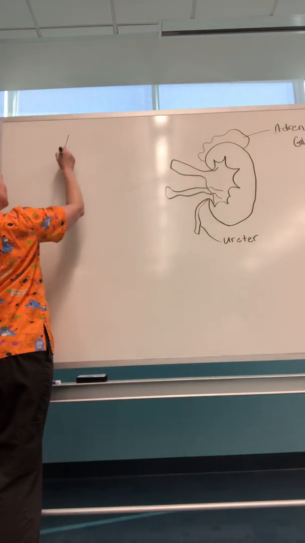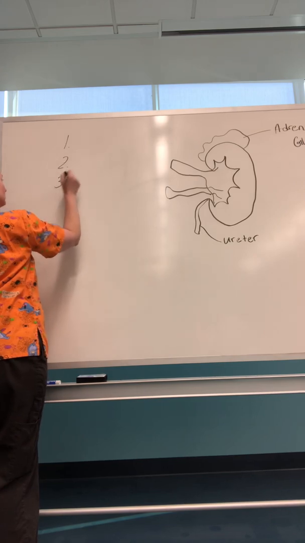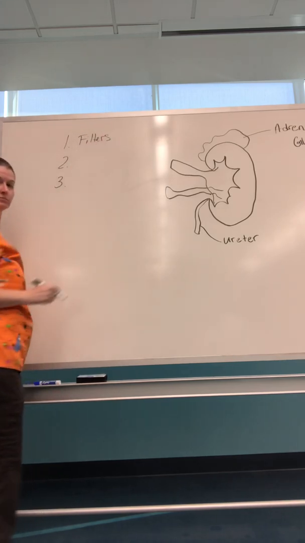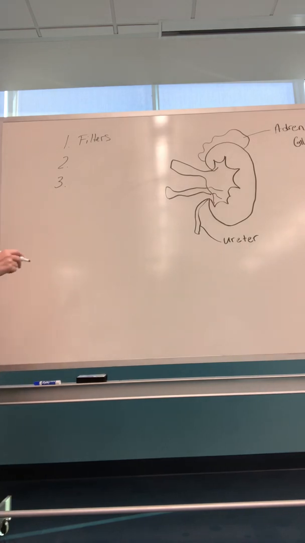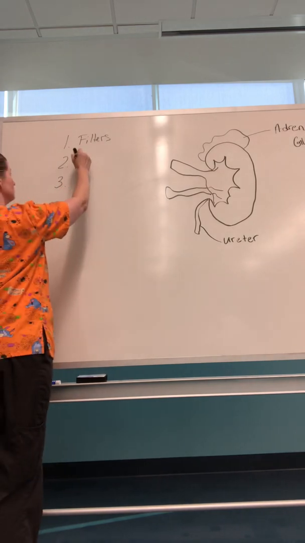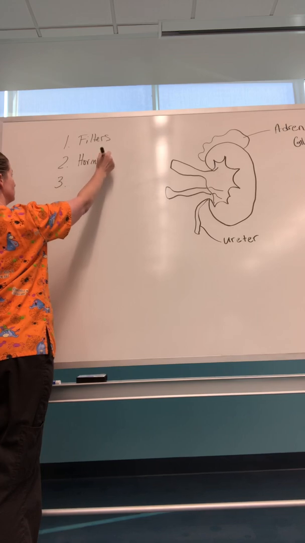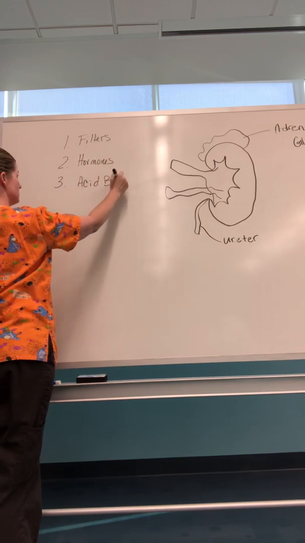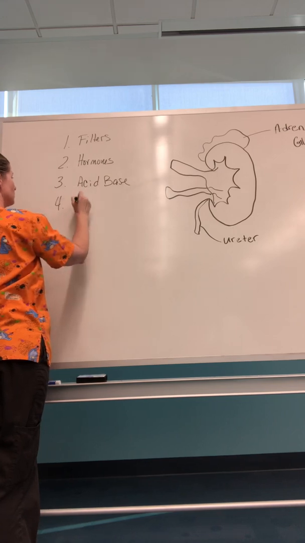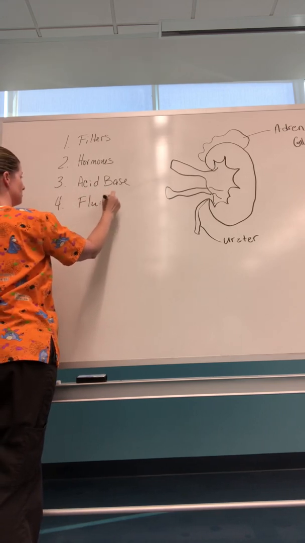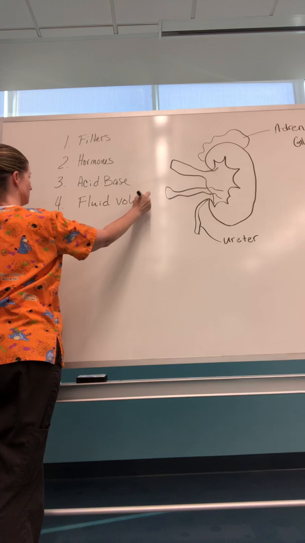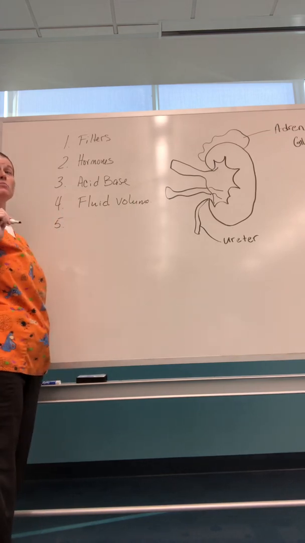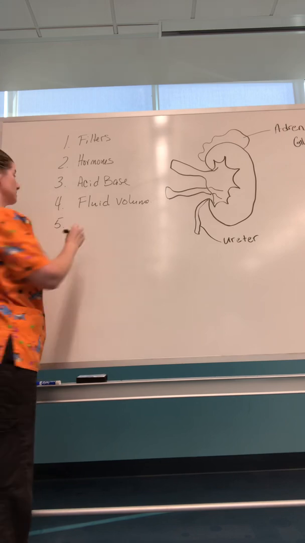So what does the kidney do? Filters the blood. Releases hormones. Helps with acid base balance. It can reabsorb fluid, so volume, right? Vitamin D activation. Vitamin B activation? D. Vitamin D activation.